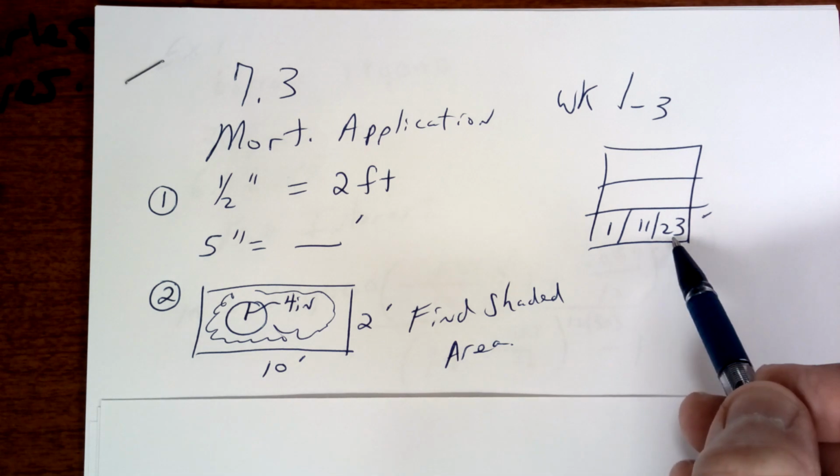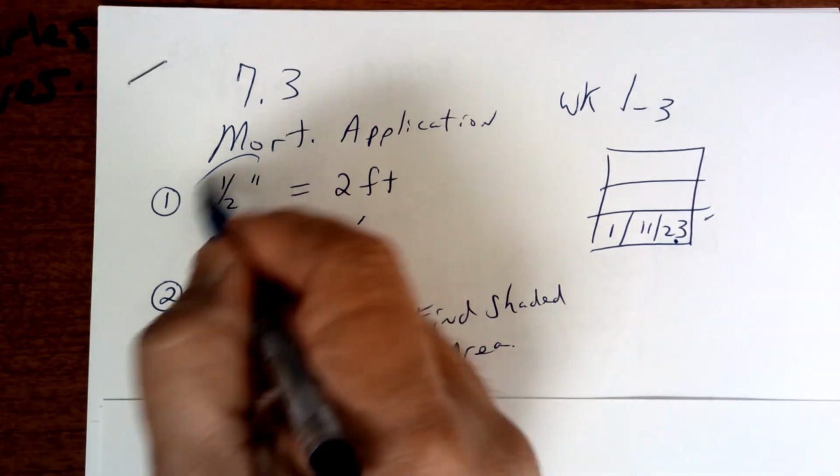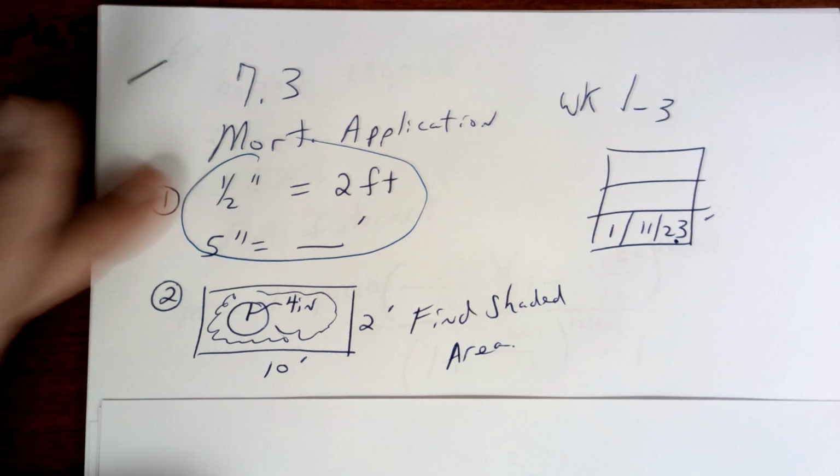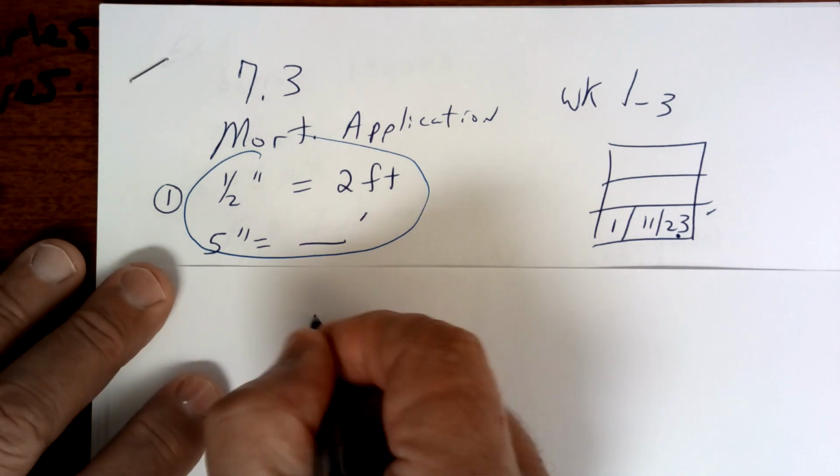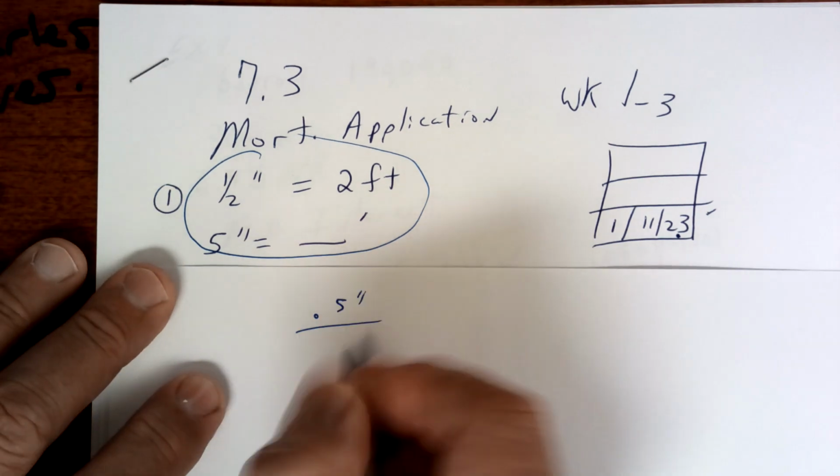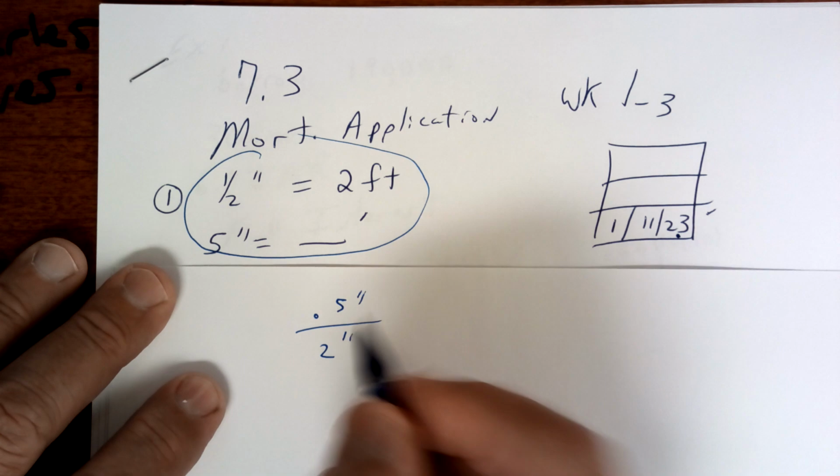It is right here on the front of your Bellwork. This right here is your scale factor. So, a half inch, which is 0.5, is equal to 2 feet, according to this right here.